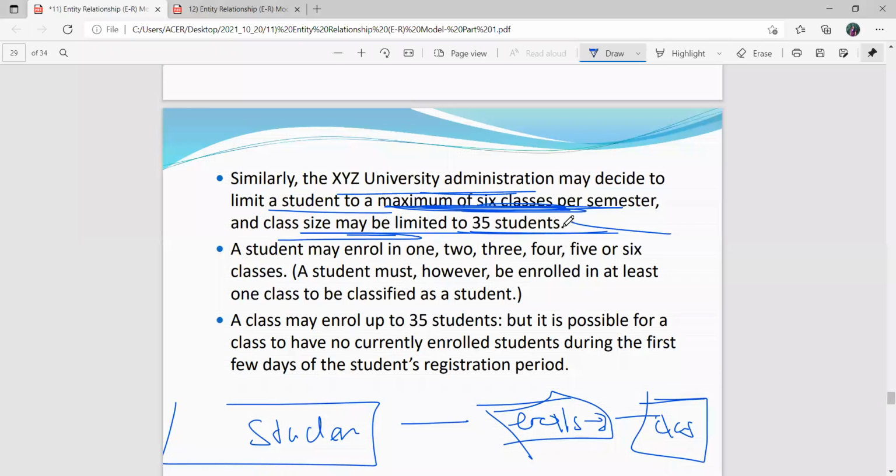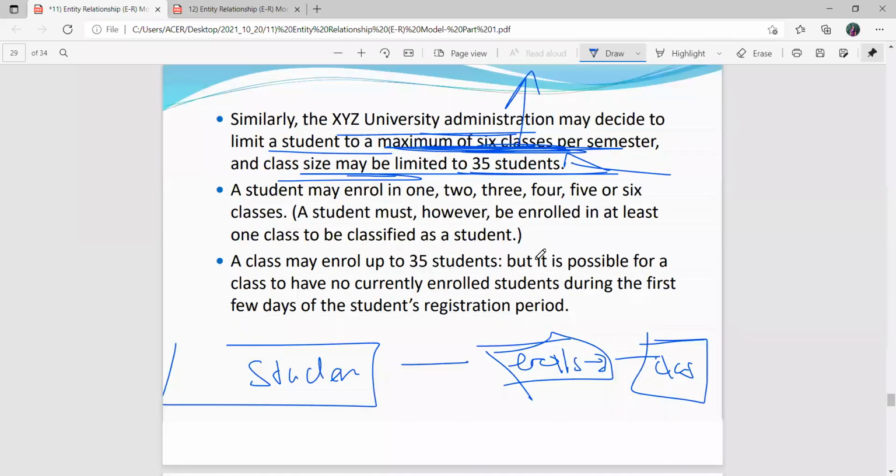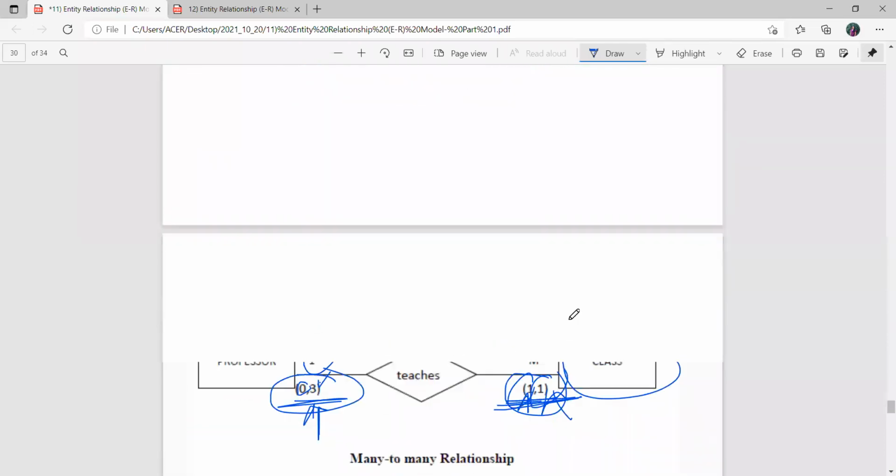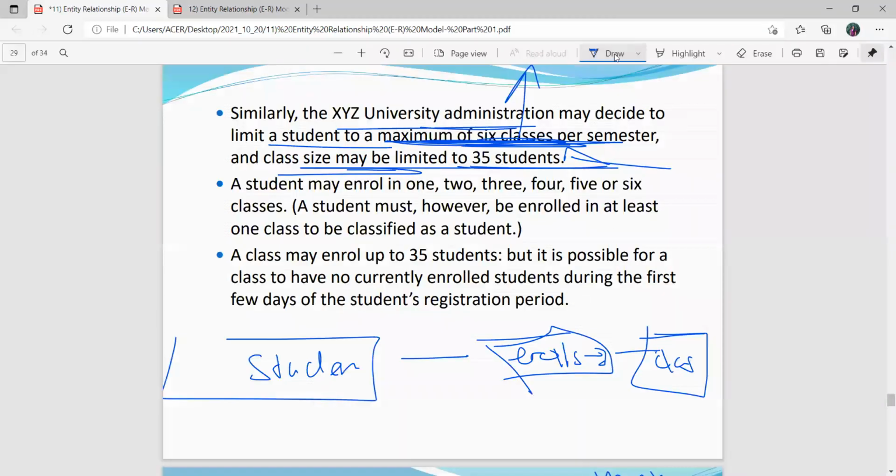The maximum number of students for the class is equal to 35. So when we consider that a student can only take a maximum number of classes, that means the maximum number of classes a student can take is equal to 6. So you can denote these two with this ER diagram.